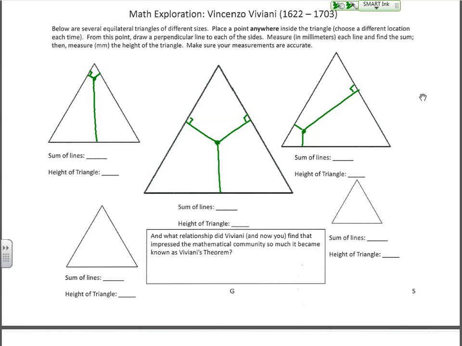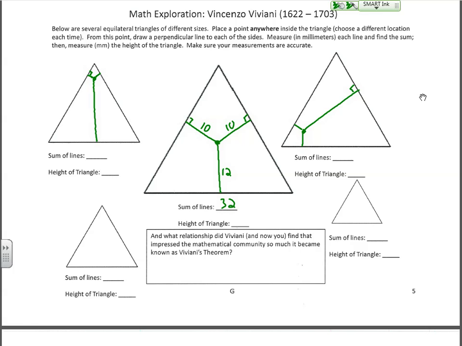Then it says measure in millimeters. So those real small markings on your ruler, not centimeters, but millimeters, each line, and find the sum. So let's just say that in millimeters, this is 10. This one's going to be the same because our point is in the middle. And then we'll say this one looks to be, well, maybe not quite the middle. We'll say this one is 12. Okay. So measure each perpendicular line segment that you make there in millimeters and find the sum. So 10 plus 10 plus 12 is 32.